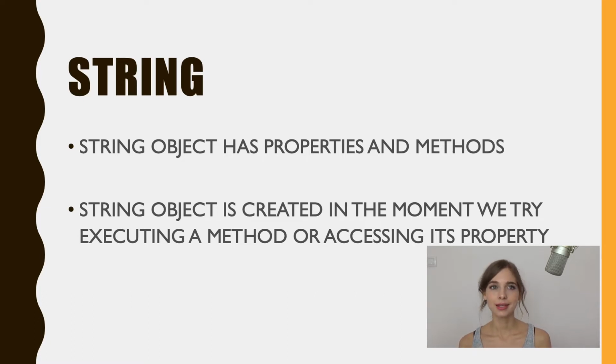But I guess if you're ever being serious about your career in programming, it's good, and I also feel it's necessary to be an expert in your own field, to know what mechanisms are working underneath. So the JS engine takes care of it. And a string object is created in the moment we try executing a method or accessing its property.